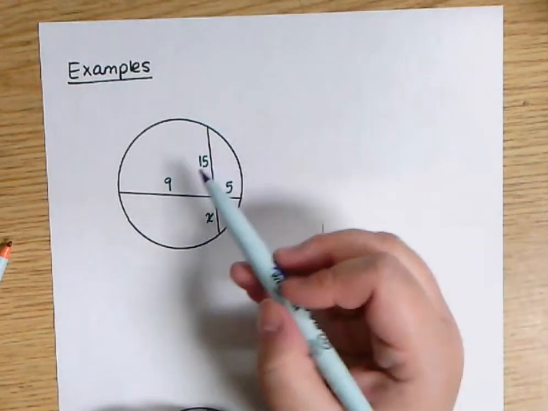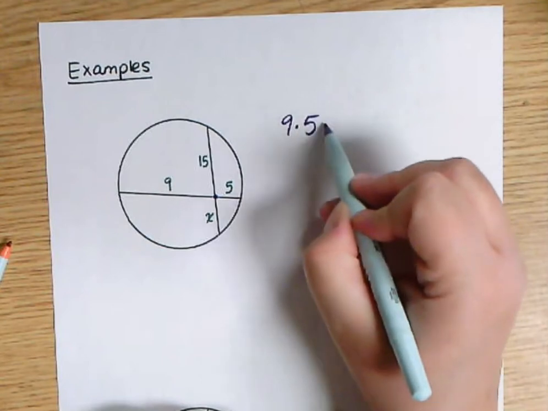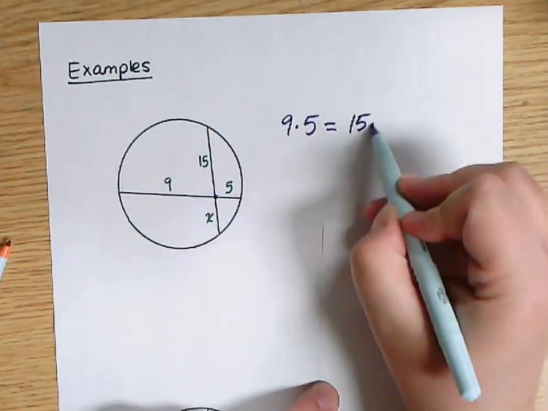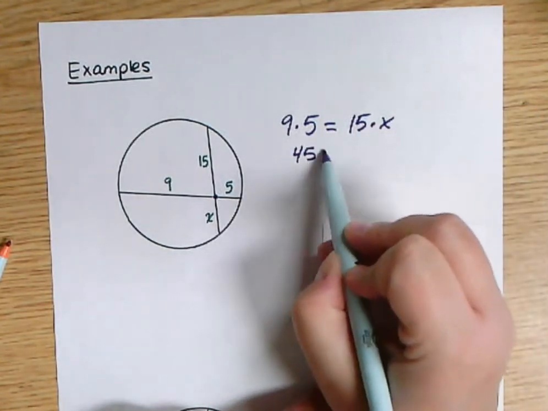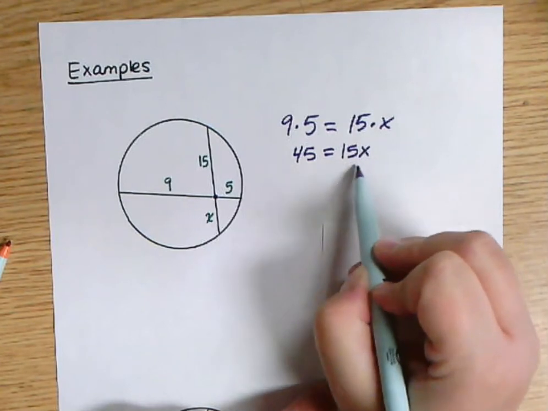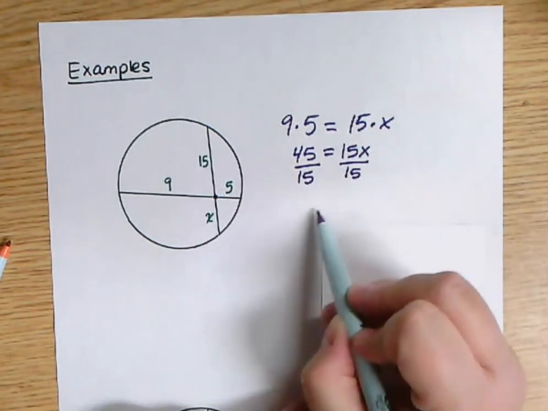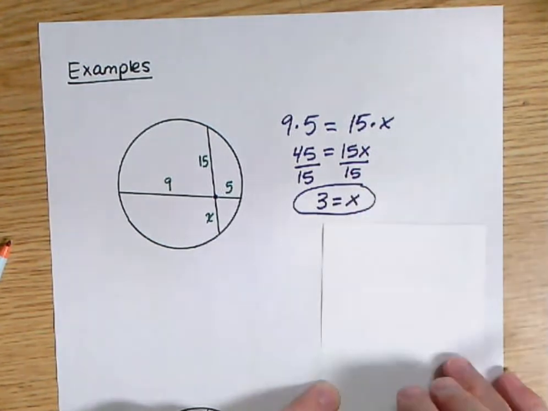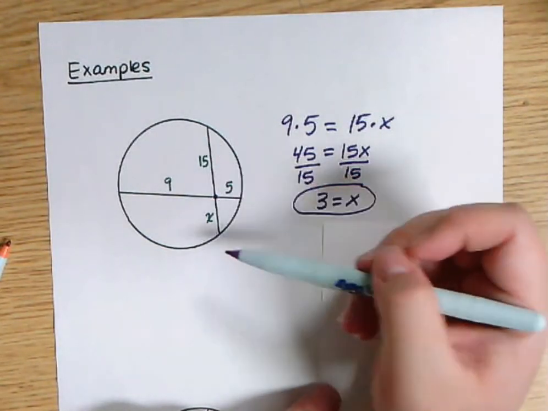Well, so part times part of one chord would be 9 times 5 equals part times part of the other chord, so that's 15 times x. 9 times 5 is 45. 15 times x is just 15x. And then I divide both sides by 15, and I get that x is 3. And if x is all I need to find, then I'm done. Sometimes I might need to go back and plug in or something like that.